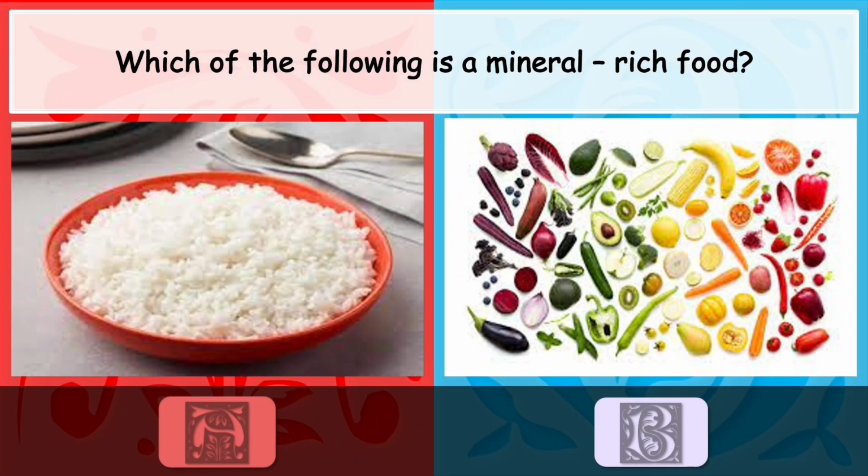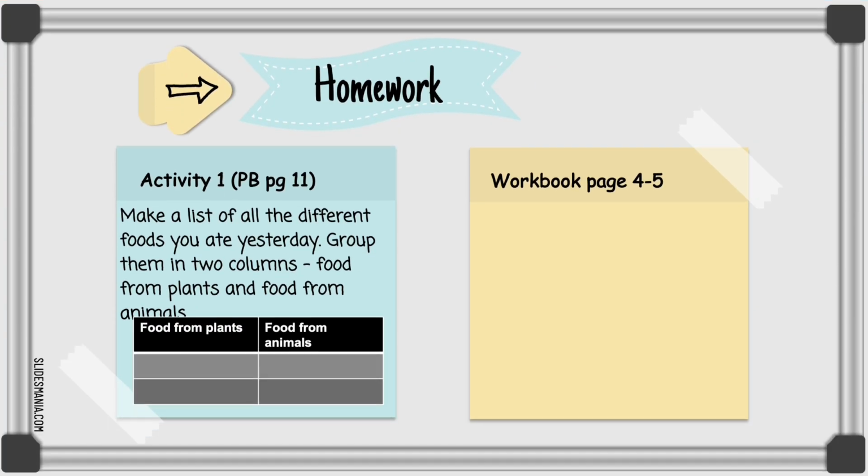Which of the following is mineral-rich food? Is it A, rice, or B, fruits and vegetables? B, fruits and vegetables. Very good. You have done very well. So I hope you understood the lesson really now. But before I go, I have a homework for you.